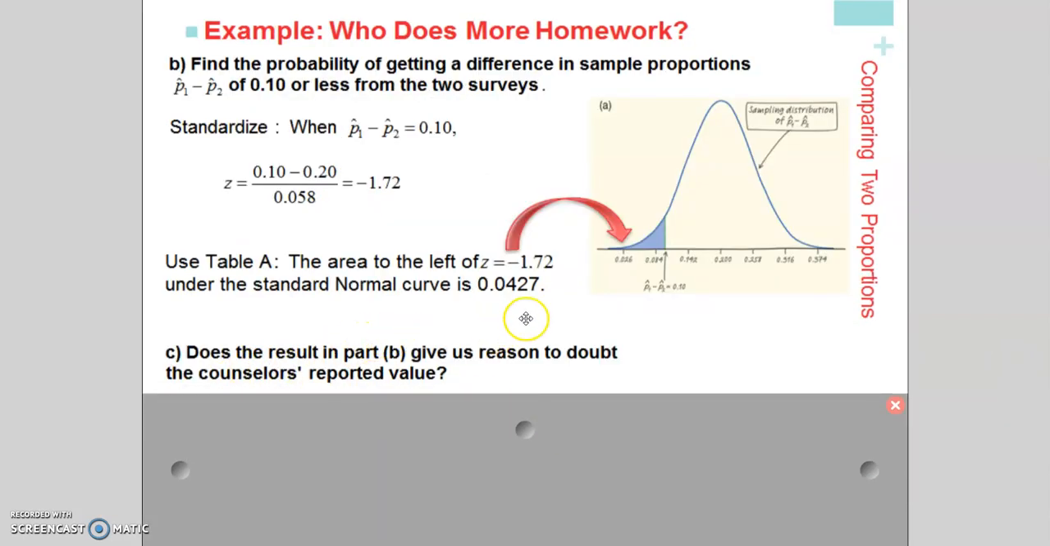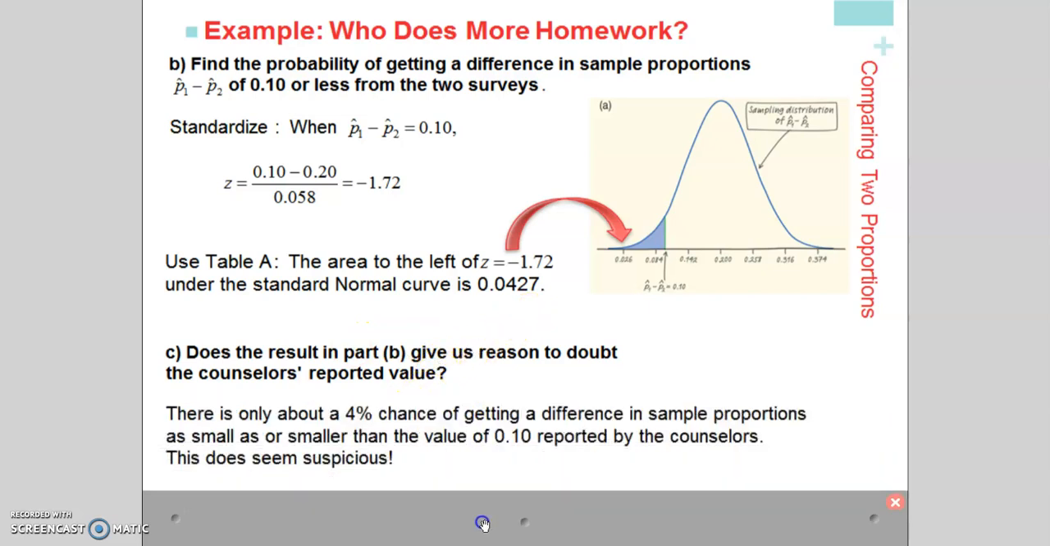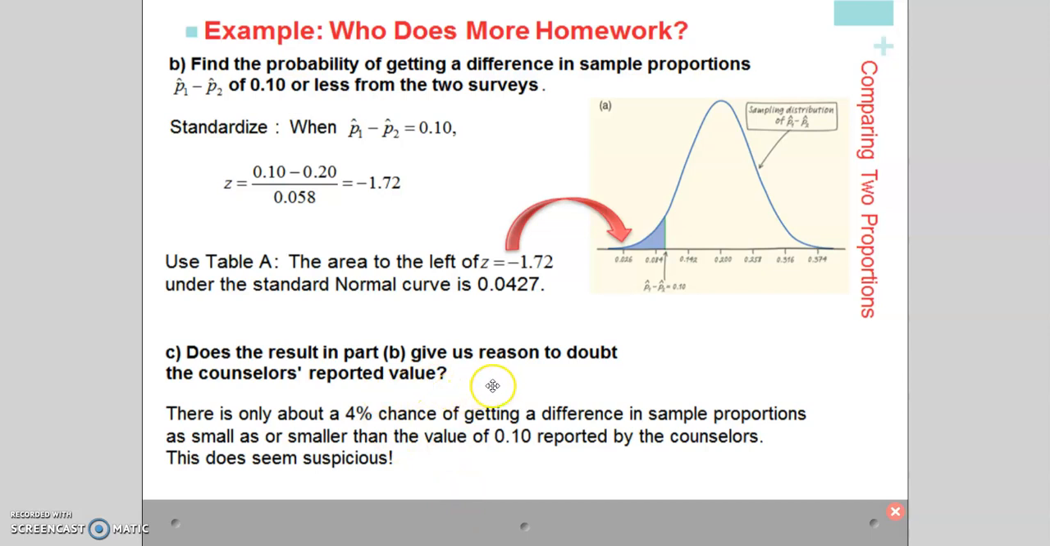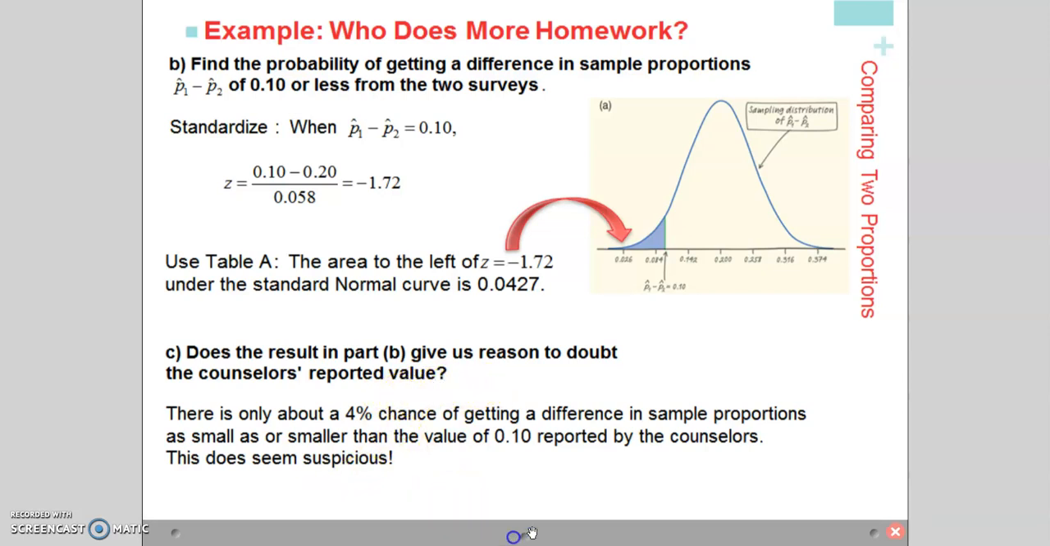So does that result, that 4%, give us reason to doubt the reported values? Well, 4% isn't very likely, so it does seem suspicious. That's it. That's what we can say. It's pretty rare, so we're not sure what's going on. It seems suspicious. One of our assumptions might be wrong.